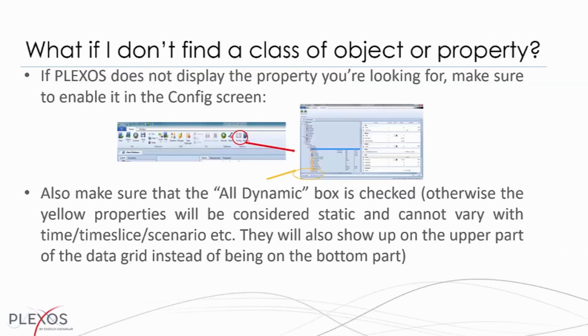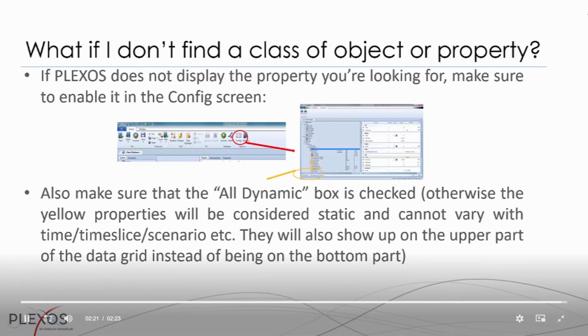In case the user is not able to find an object or property, please make sure it is checked on the config menu. Also, please make sure that the all dynamic box is checked. Otherwise, yellow properties will be considered static and cannot vary with time slice, scenario, etc. They will also show up on the upper part of the data grid instead of being on the bottom part.